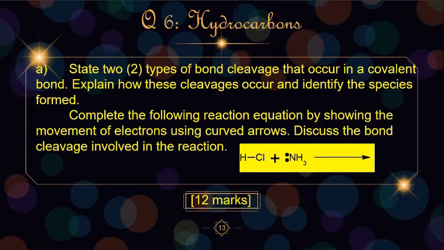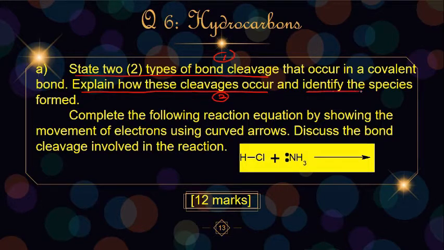So what is the input from the equation? What is the output from the equation? Actually, if you can see, this question is direct, so you just go for the output. State two types of bond cleavage is the first question. Explain how these cleavages occur, the second question.